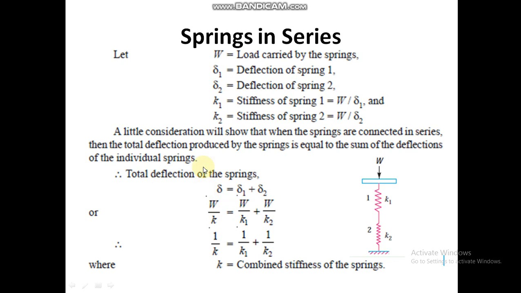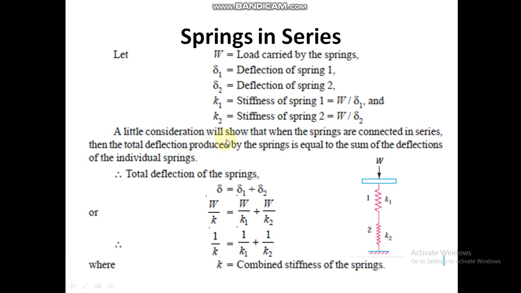Now, if your springs are in series, then what will happen? So let's say this is your fixed point, this is your second spring, and this is your first spring. And at this point, load W is acting. So K1 and K2 are the stiffness of the springs. So W is equal to the load carried by the springs, delta 1 is the deflection of spring 1, delta 2 is the deflection of spring 2, K1 is the stiffness of spring 1 and K2 is the stiffness of spring 2. Stiffness can be written as load upon deflection.